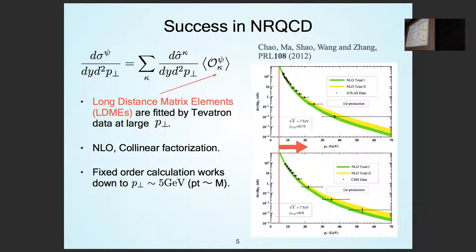What's the difference between the channels? This is some technical thing. For the color octet states, there are three channels: 1S0 octet, which is in spectroscopic notation, or 3S1 octet, or 3PJ octet. Of course these can be fitted by Tevatron data, but the data weight is unknown.